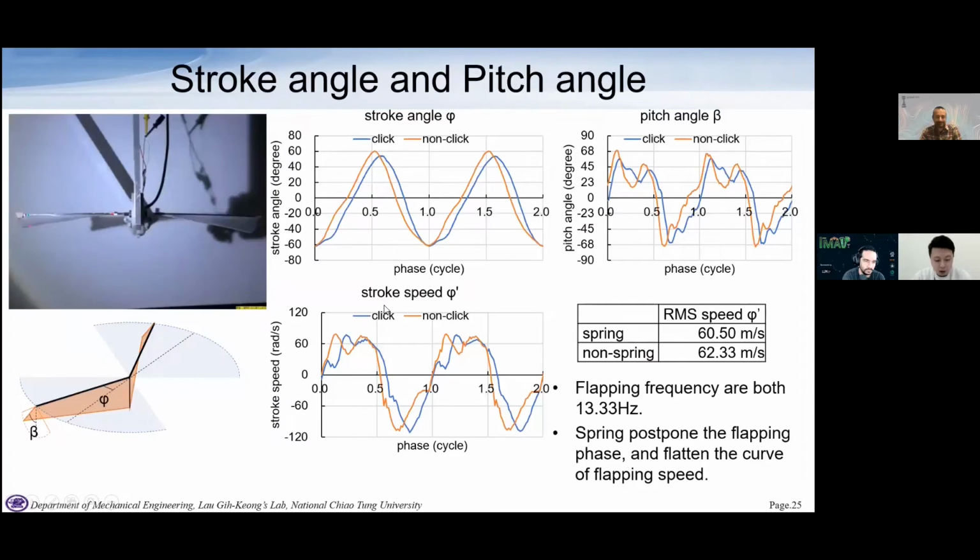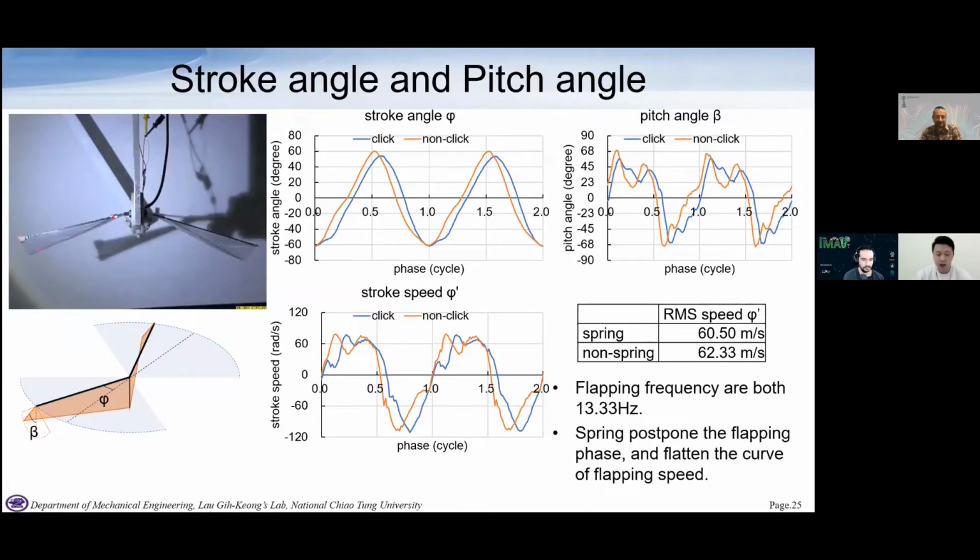Then we observed the wing kinematics. We shot the flapping motion overhead with a high-speed camera and measured the stroke angle and pitch angle of the wing phase. We found that the spring in the click mechanism postponed the flapping phase in this plot. Meanwhile, the flapping frequency of spring and non-spring are both 30 Hz.